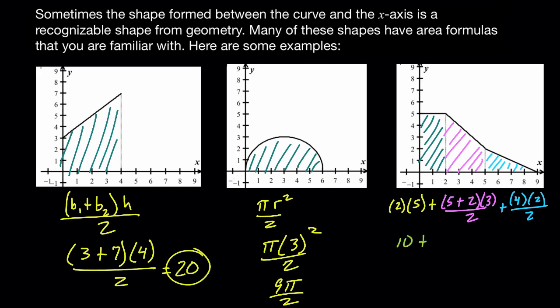All right, so that's going to give us 10 plus, let's see, 21 over 2 plus 4. So that's 14 plus 21 over 2, which would be 28 over 2 plus 21 over 2, which is 49 over 2 for that total area. So sometimes you can break these off into sections and find the area of each section and then find the total area on this.